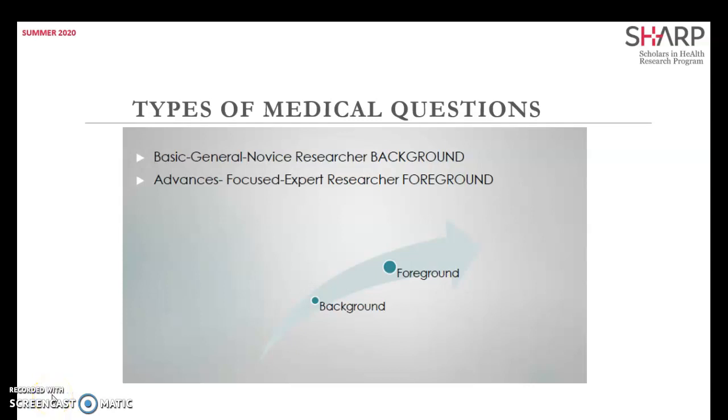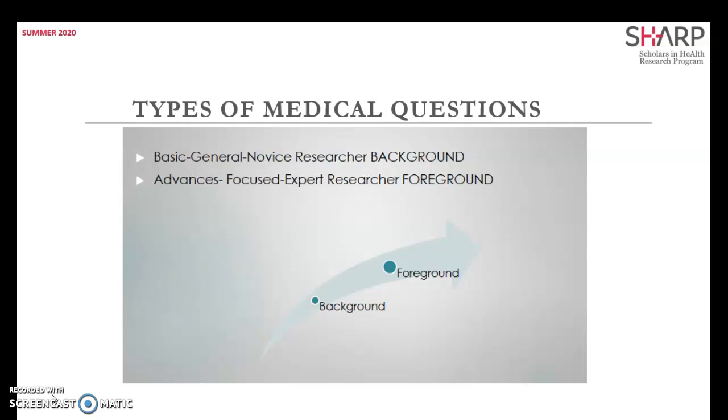There are two types of medical questions: the basic or background questions, and the advanced, the foreground questions. To answer a clinical question, consider the level and type of information needed to choose accordingly which type of medical question you're going to be tackling, and thus which databases you are going to be looking into.